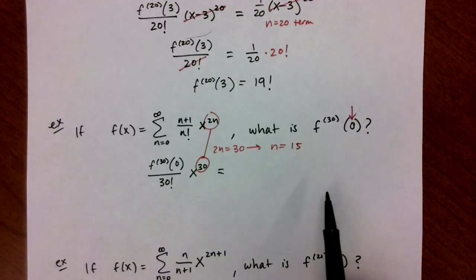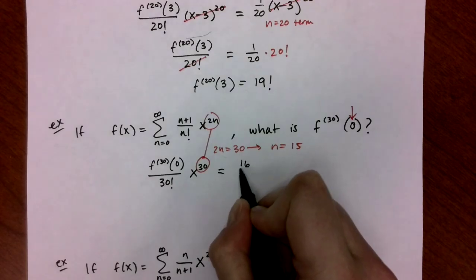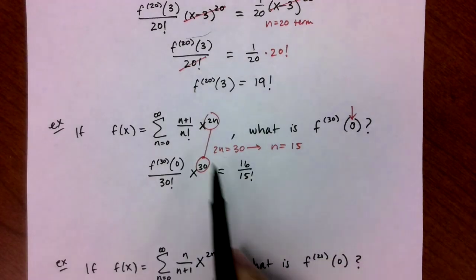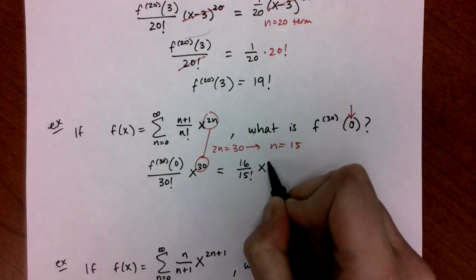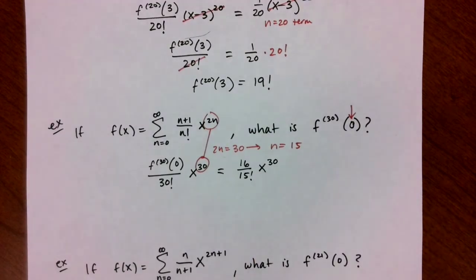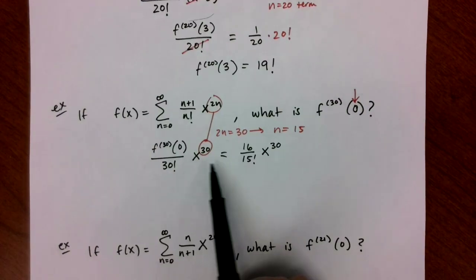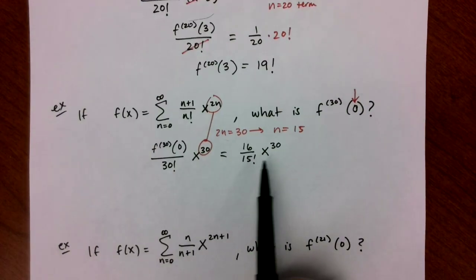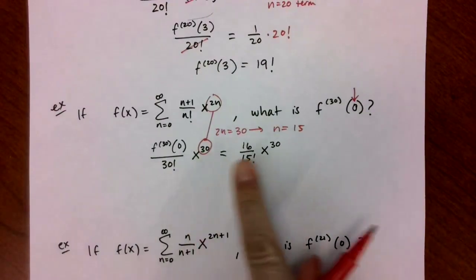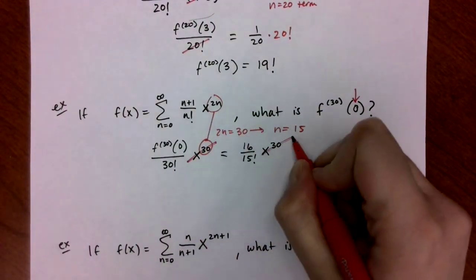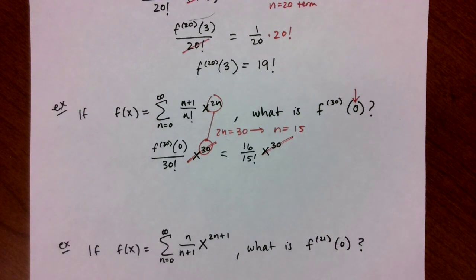Okay, so if n is 15, I have 16 over 15 factorial. That's the n plus 1 over n factorial. And then x to the 2n would be x to the 30. So again, because they both have x to the 30, I know they must be the same term. So I'm like, okay, that's this turned into this. So now I don't need the x to the 30s anymore because they're both there.